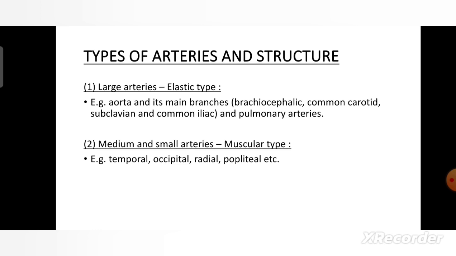Next are the types of the arteries and structure. First are the large arteries, which are elastic type. For example, aorta and its main branches like brachiocephalic, common carotid, subclavian and common iliac, and pulmonary arteries. Second is medium and small arteries, which are mainly muscular type. For example, temporal, occipital, radial, popliteal, etc.